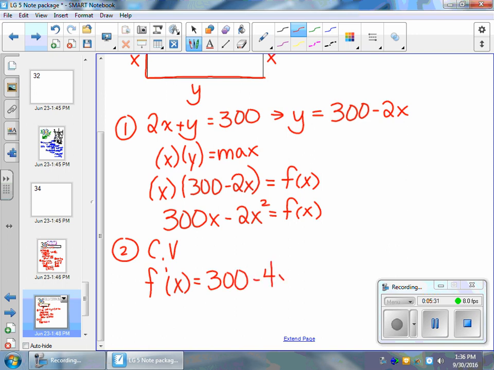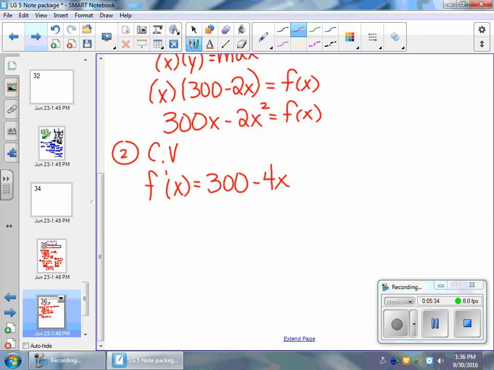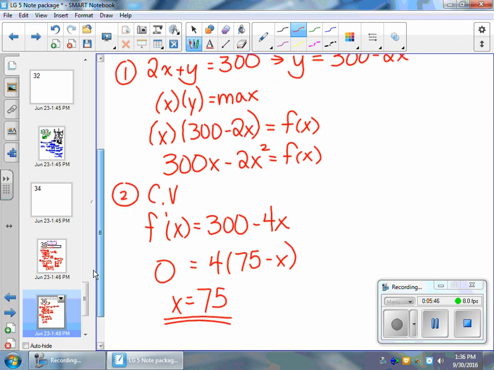300 minus 4x. In order to find the critical value, we set it equal to 0. So we can factor, and we're going to get x is equal to 75. Sweet. See how much quicker this is? Wow, if only you knew this in Math 20.